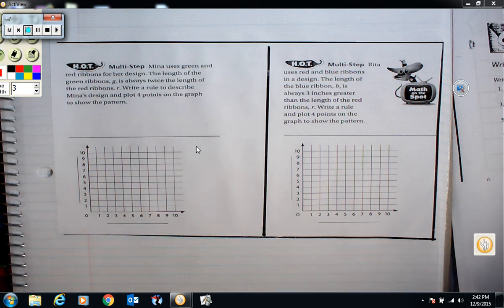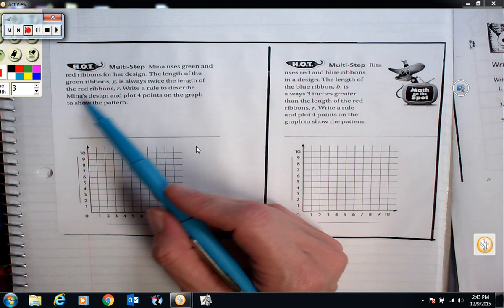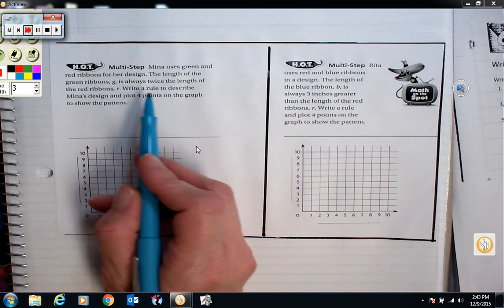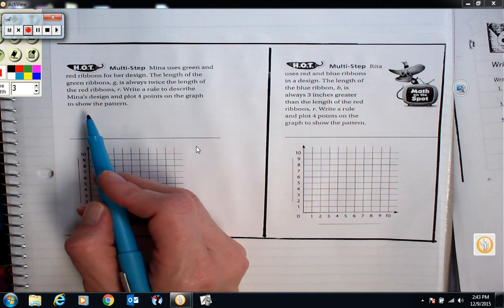Okay, today we're looking at patterns and graphs and how they go together. So let's read the first problem. Mina uses green and red ribbons for her design. The length of the green ribbon G is always twice the length of the red ribbon R. Write a rule to describe Mina's design and plot 4 points on the graph to show the pattern.